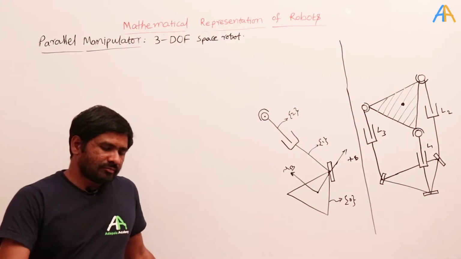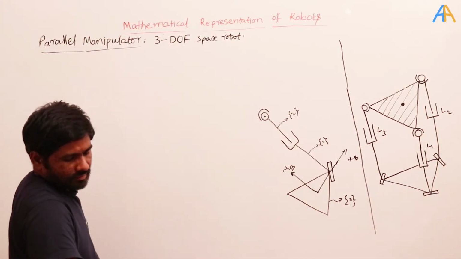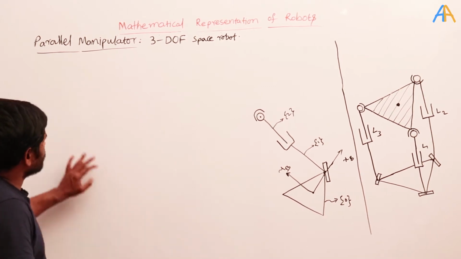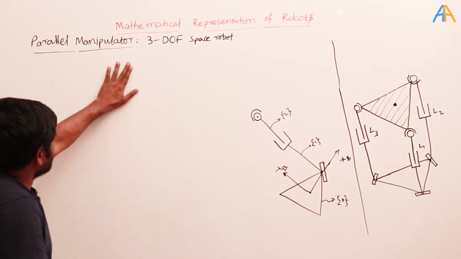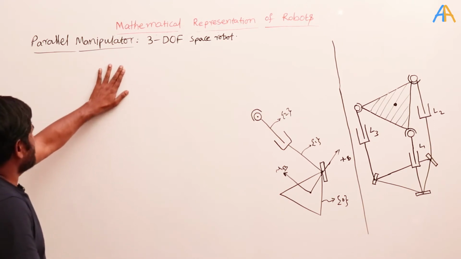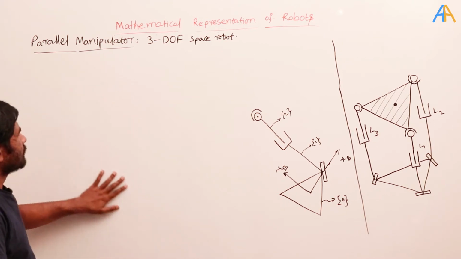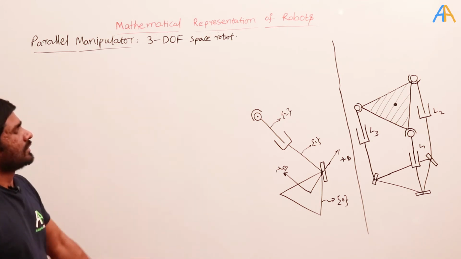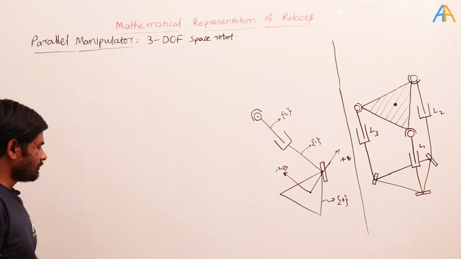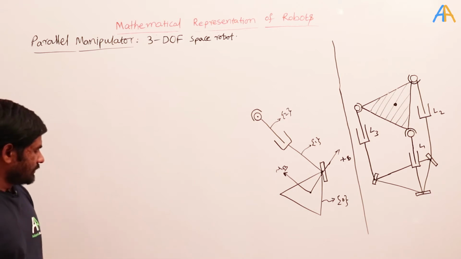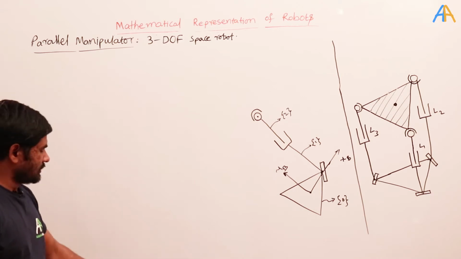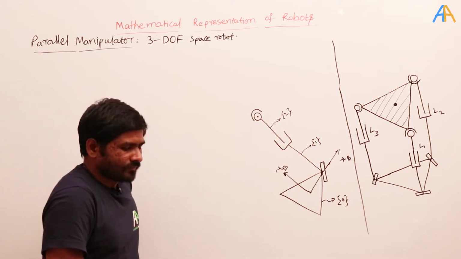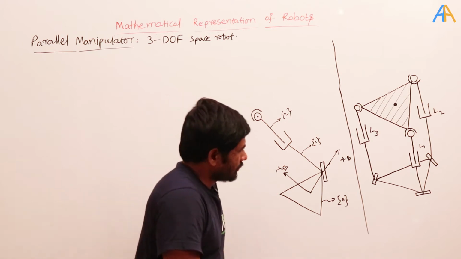And the next important discussion in our mathematical representation is parallel manipulators. So far we have seen the degrees of freedom for the serial manipulator, and now we will see the parallel manipulator. First I will take the space robot, which has 3 degrees of freedom. How to calculate this 3 degrees of freedom we will see in a while. When we are dealing with kinematics, I will tell the procedure to find the degrees of freedom for each and every robot. So here this is the robot.